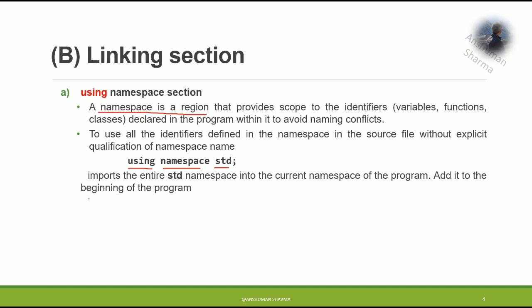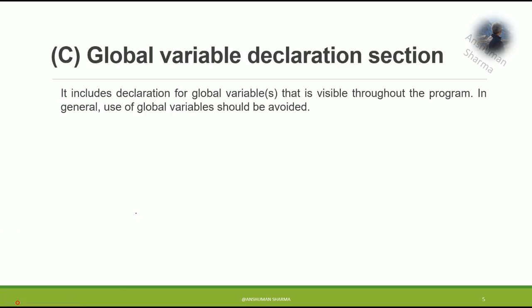For this, we have to include using namespace in this. Now, next is the global variable declaration section. In this section, we include all the global variables that can be used throughout the program, though it increases insecurity and makes your program insecure, so it should generally be avoided, but you can use it. And how can you use it? I will be telling you in the programming section of this particular slide.